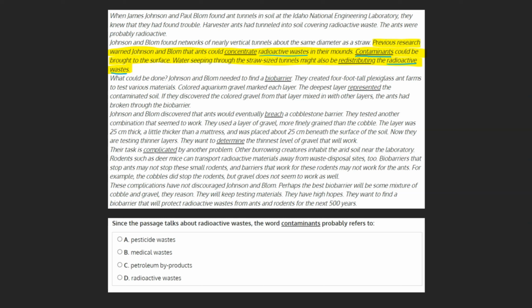Based on the context of our sentence, we can see that in this sentence too, we are talking about radioactive wastes. Therefore, we can head down to our choices and select D, radioactive wastes, as our final answer.